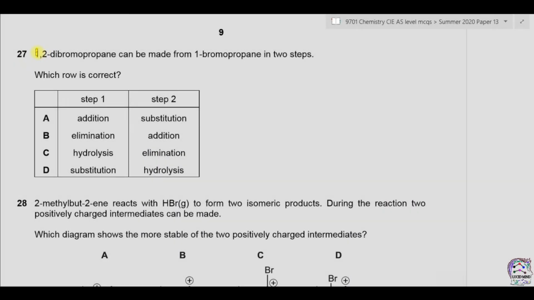Question 27. 1,2-dibromopropane can be made from 1-bromopropane in 2 steps. Which row is correct? This is 1-bromopropane, CH2, CH2, CH3. We have a bromine atom on the first carbon atom. Now first, this compound can be reacted with ethanolic sodium hydroxide.